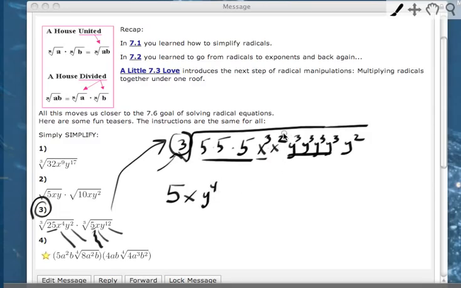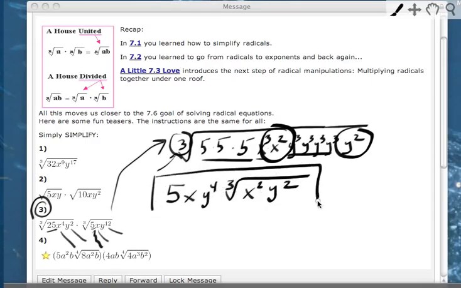And what didn't get touched by the cube rooting? This and this. They got left behind. And so I leave them behind underneath the cube root. There's my answer right there.